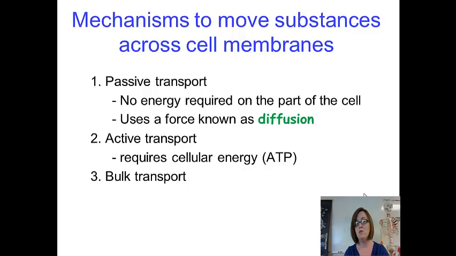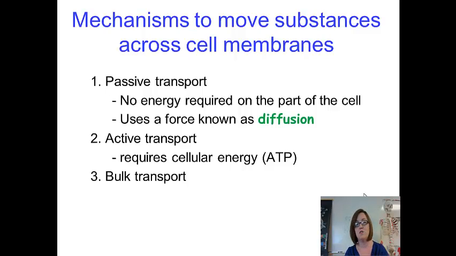If we're not using energy on the part of the cell, that's called passive transport. Energy is being used here, but it's energy in the environment, and the force here is something known as diffusion. That's passive transport. Right? Passive implies less activity. Right? Then we have active transport.